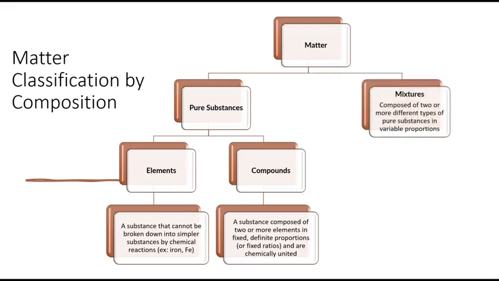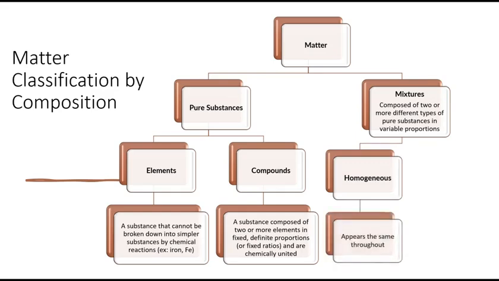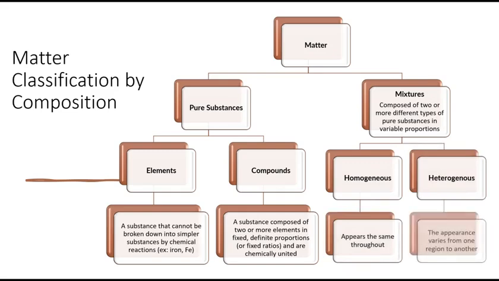Matter may also be composed of mixtures. Mixtures are composed of two or more different pure substances in variable proportions. A mixture may be homogeneous, which means it appears the same throughout, or heterogeneous, which means the appearance varies from one region to another. We are going to study all of these classifications.